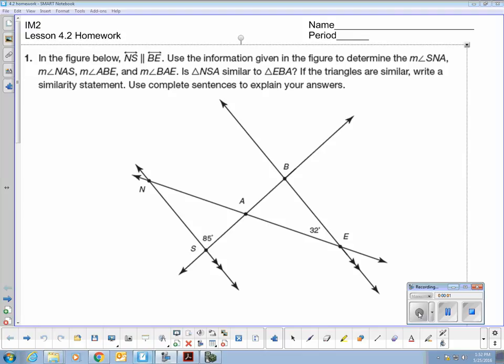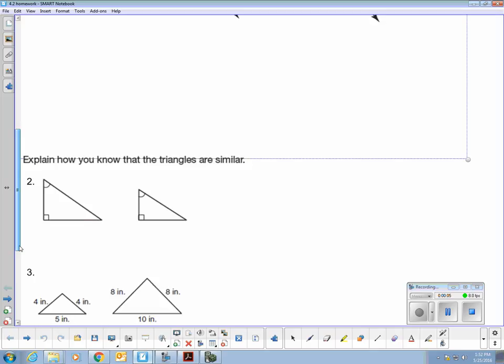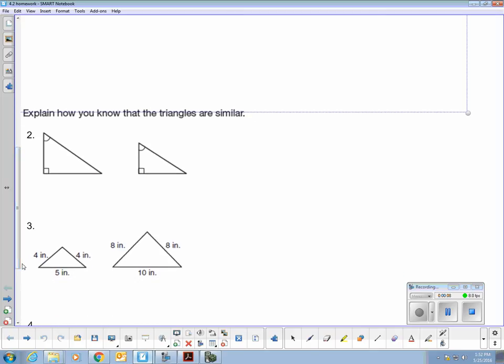Concludes lesson 4.2. And in this lesson, we're going to take a look at triangles or figures that are similar.